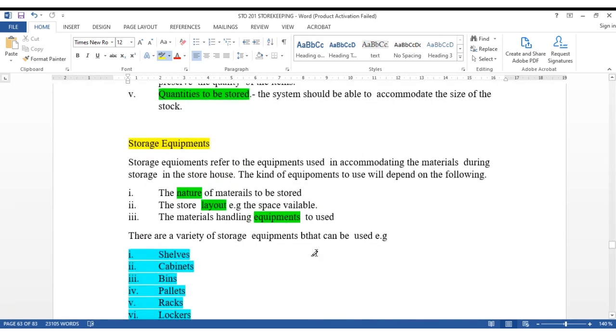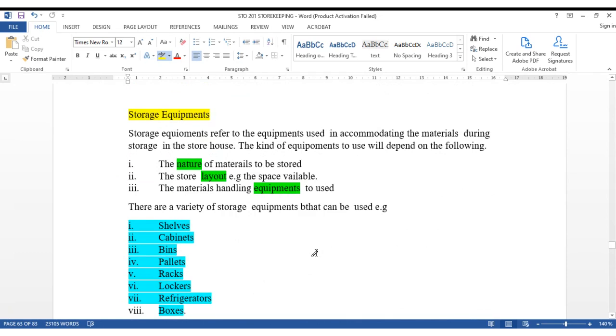Equipment used in storage. The following equipment may be used in storage. However, before we look at them, we can see that storage equipment refer to equipment that are used in accommodating the materials during storage in the storehouse. The kind of equipment to use will depend on the following: one, nature of materials; two, layout of the store; and three, material handling equipment. Those are important considerations as far as equipment are concerned.